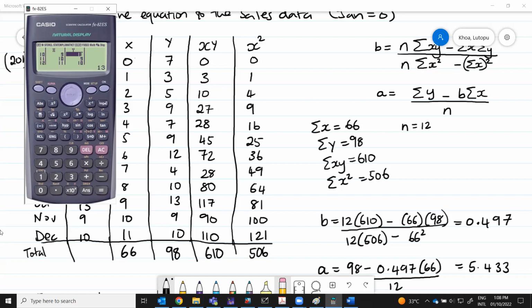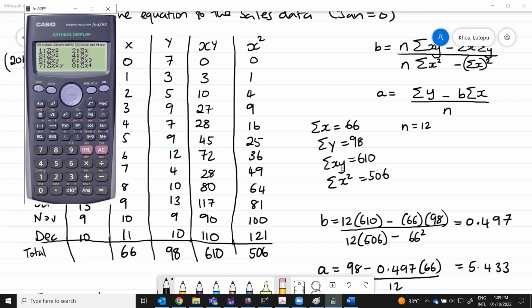Then after that, you press on. So you want to work out this sum of x values: shift, stat, then you go to sum 4, and number 2 equals 66. Then you can just write it down. Then again, stat, you go to 4, you want the sum of the y values. There it is, number 4. You press equals, 98.